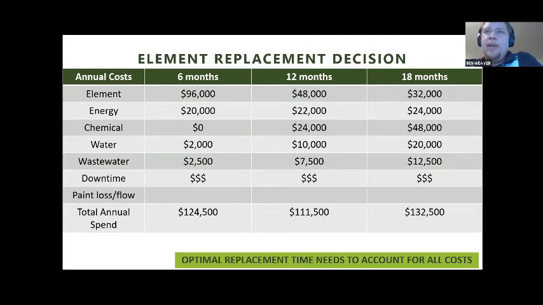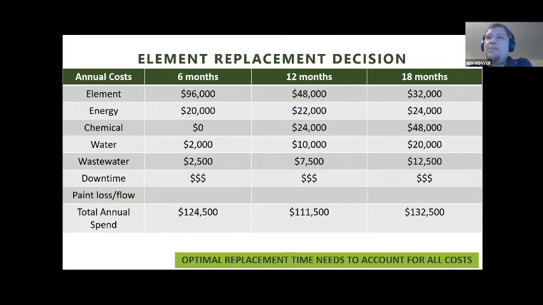In this case, we kind of said the downtime and product loss were equivalent, but it's something that we want to take into account. And if you add up all the numbers, in this case, it made sense to replace elements every 12 months. That was the best decision economically. And you see, if you're looking at the total annual spend for the 3 options, it just happened that 12 months was the most optimal element replacement time. But we wouldn't really understand this unless we took into account all the costs of operation and optimized the total cost of operation. What we once thought was 18 months was the best change-out time.